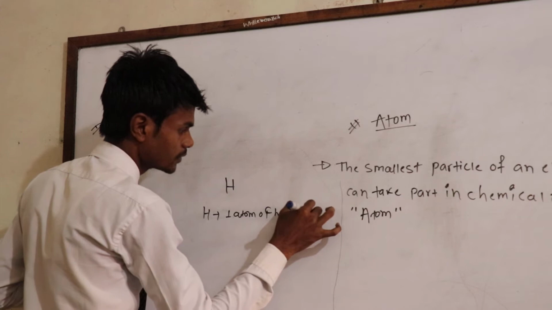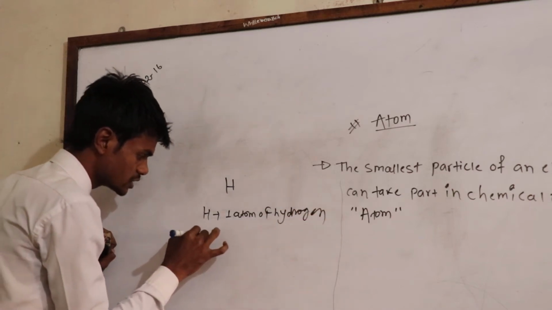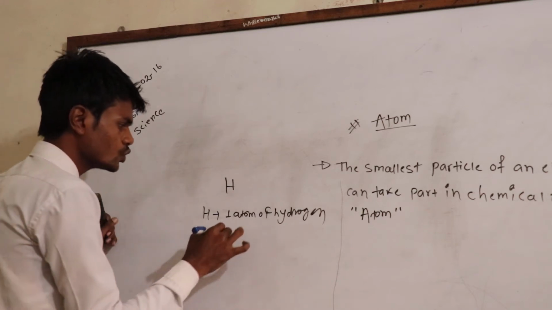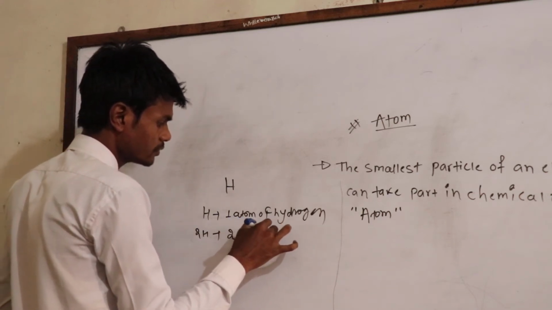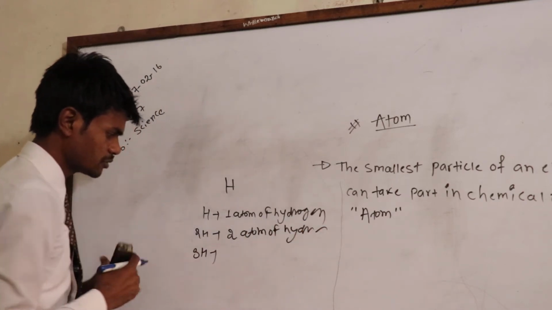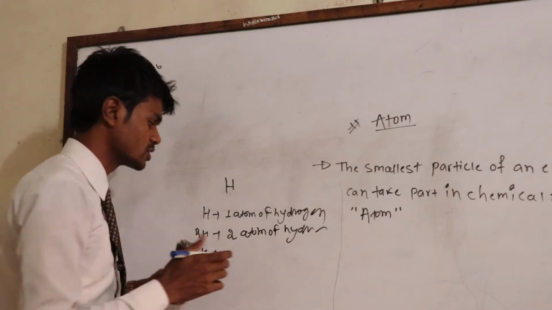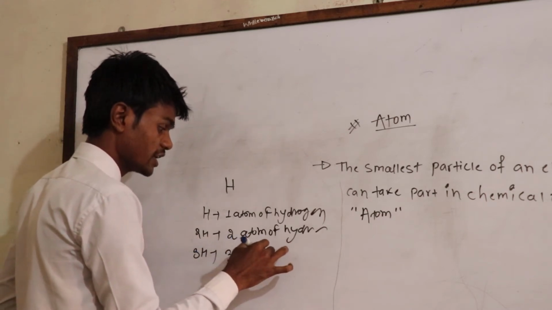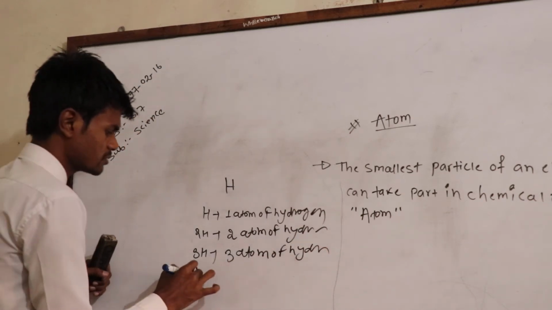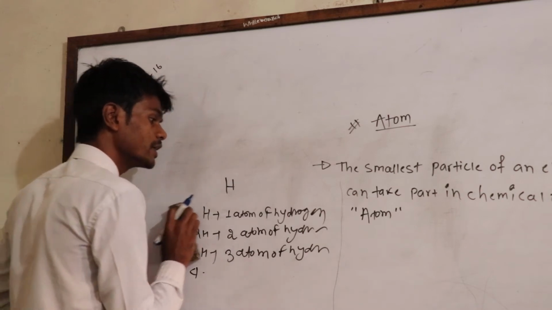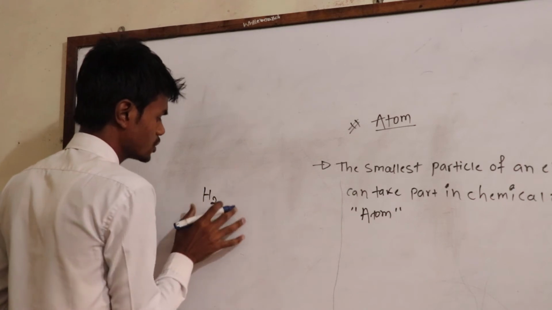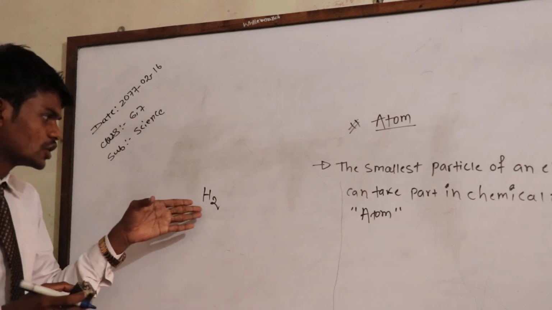What about 2H? It means two atoms of hydrogen. 3H means three atoms of hydrogen, and so on. 4H means four atoms of hydrogen. But H2, can we also say it means 2 atoms of hydrogen?